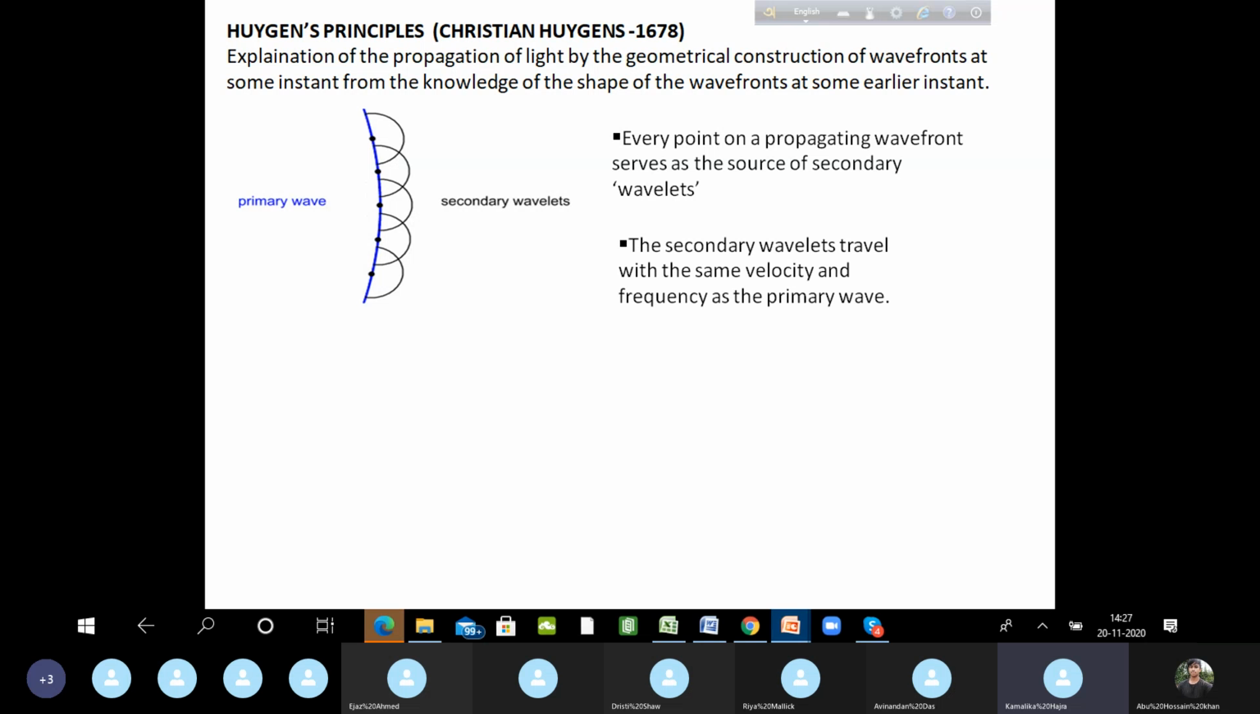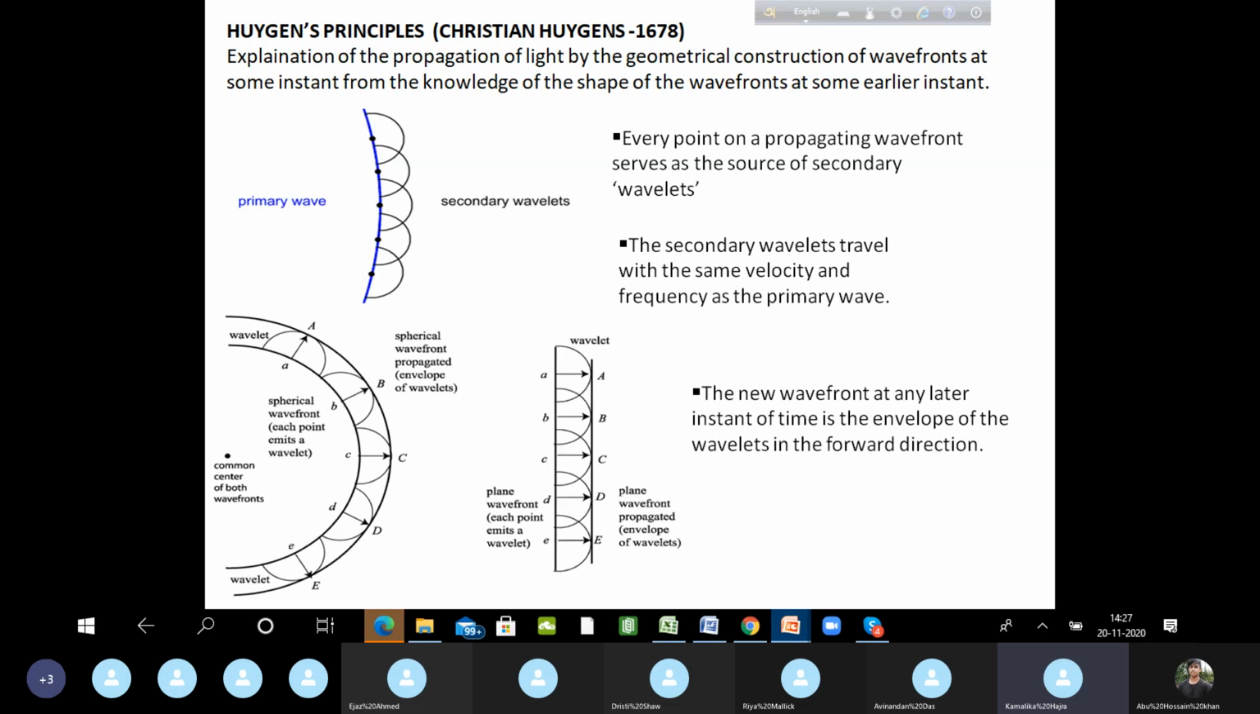These secondary wavelets travel with the same velocity and frequency as the primary wave, so that at any later point of time, if you draw the envelope to the secondary wavelets, then you get the actual wavefront at that point of time. I've shown one for a spherical wavefront and one for a plane wavefront. This is what is actually happening using Huygens construction.